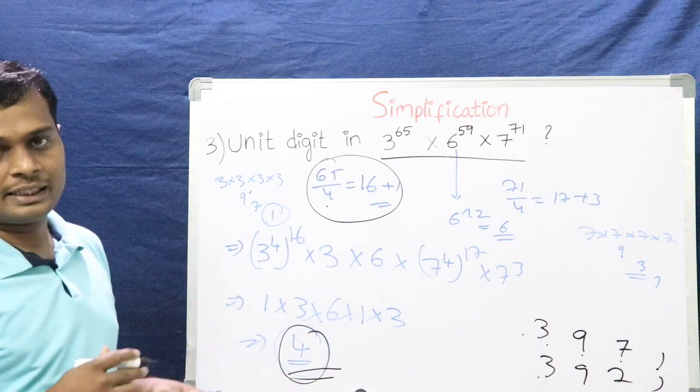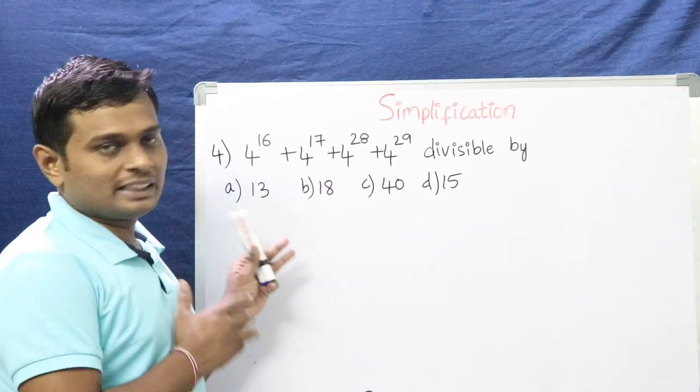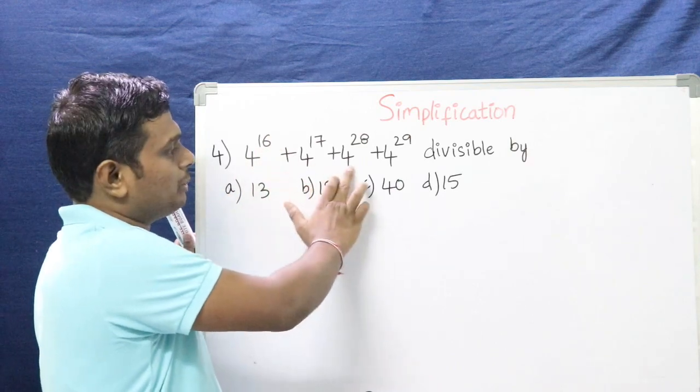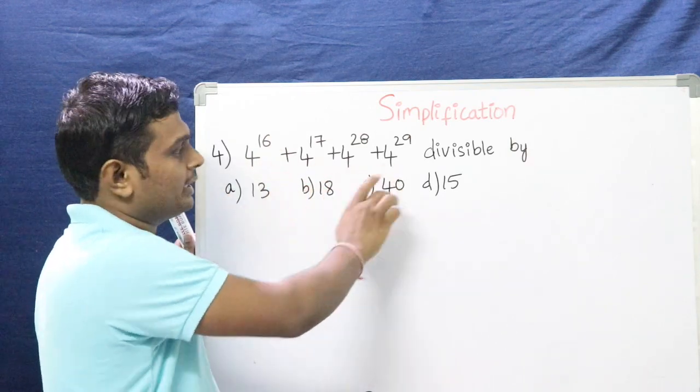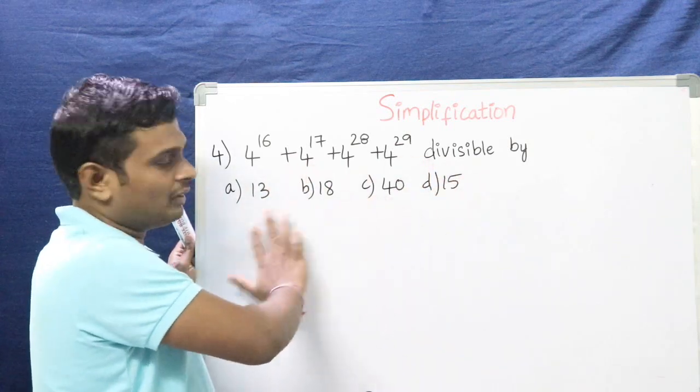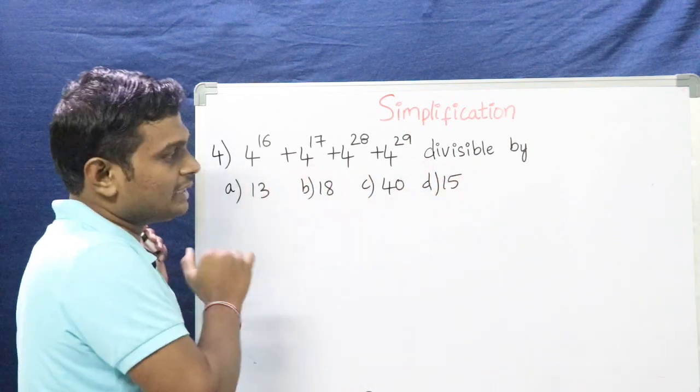Okay, let's take one more example. Okay, let me take this problem. 4 to the power of 16 plus 4 to the power of 17 plus 4 to the power of 28 plus 4 to the power of 29. What we were asked is that this term should be divisible by which number, and we were given 4 options. How can we solve this one?